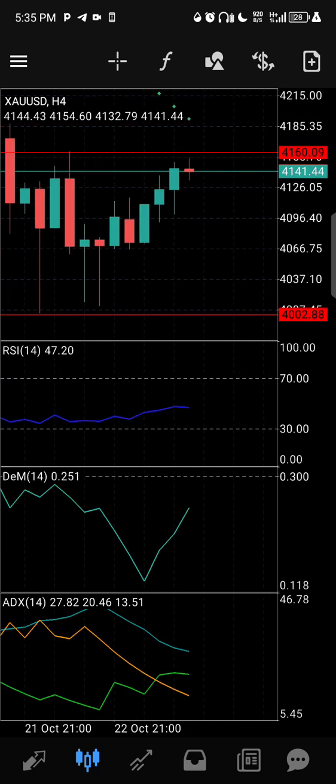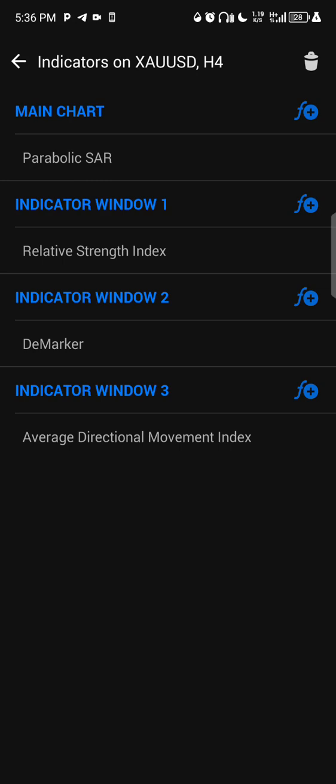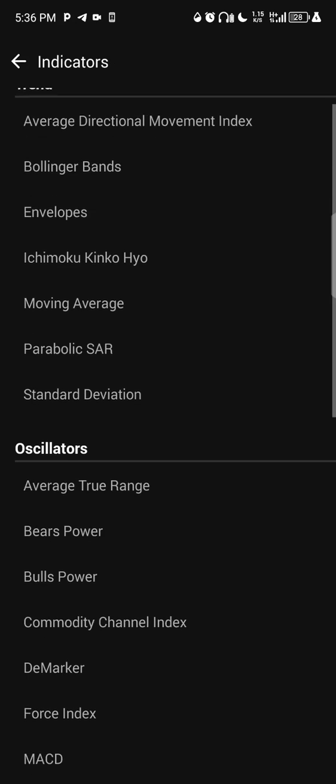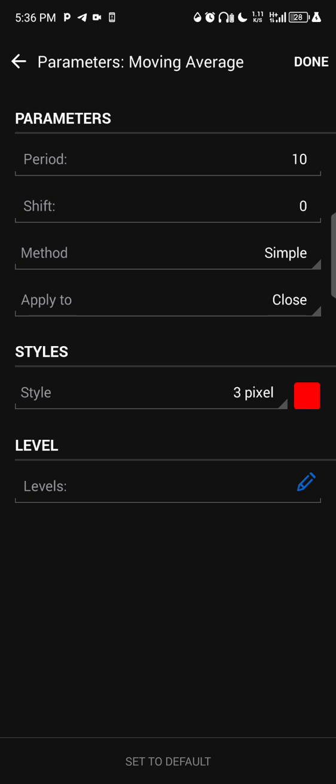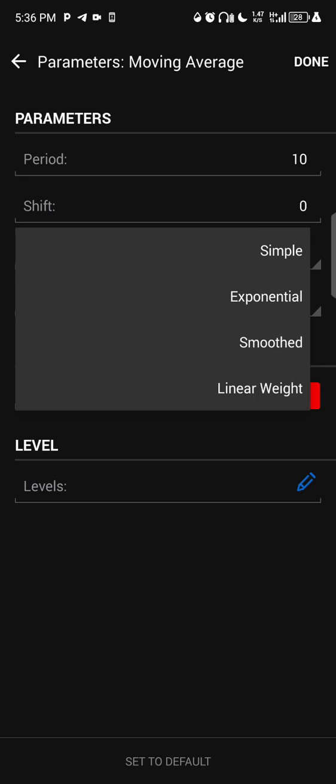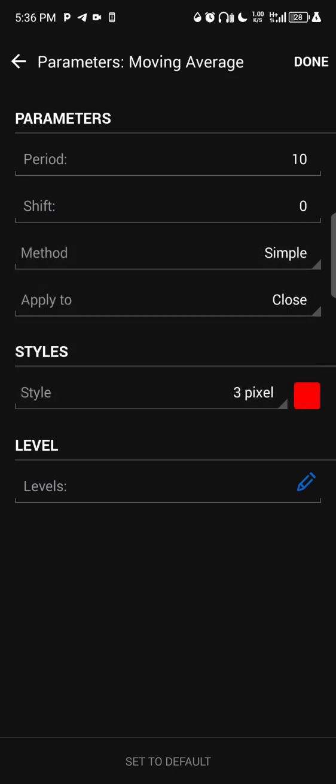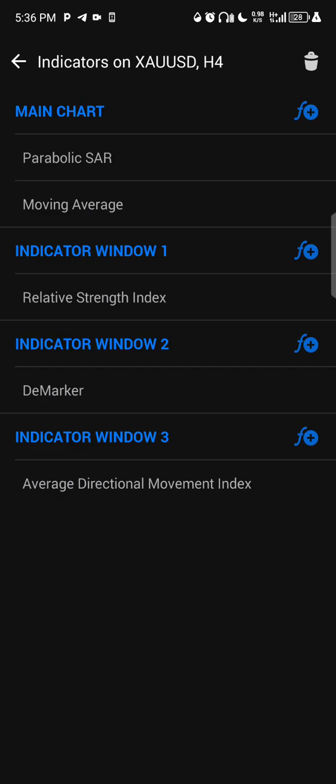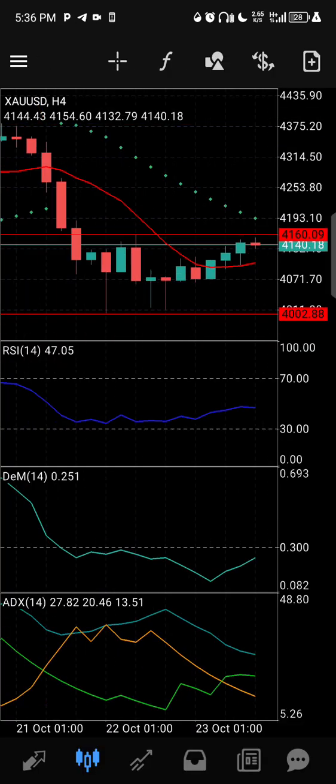I'm going to be adding the moving average. I always tell you, always add a moving average. You can make it 21, but for me, I just want it simple. So this is the default settings. Just press done, and as you press done, you see our moving average.